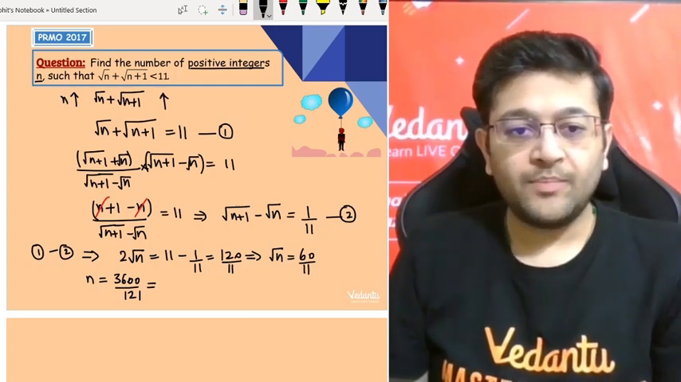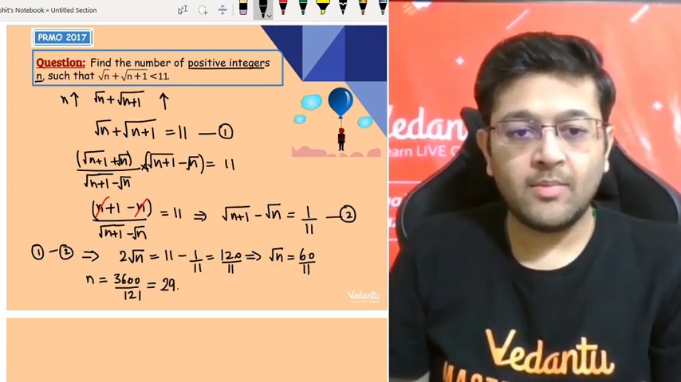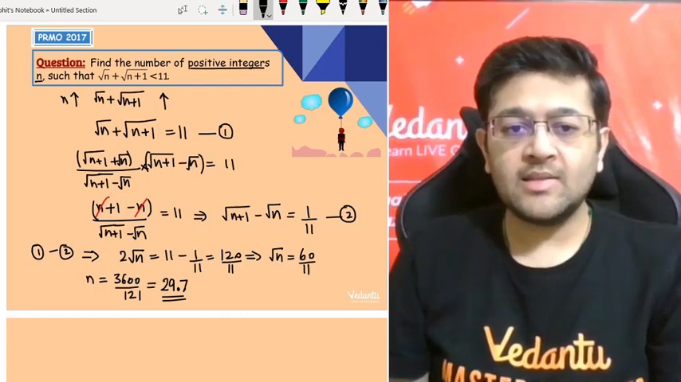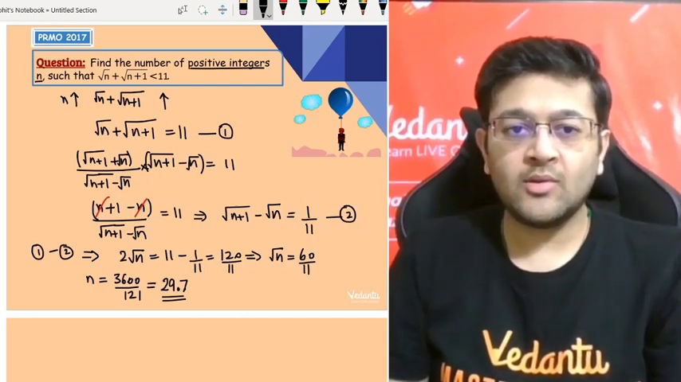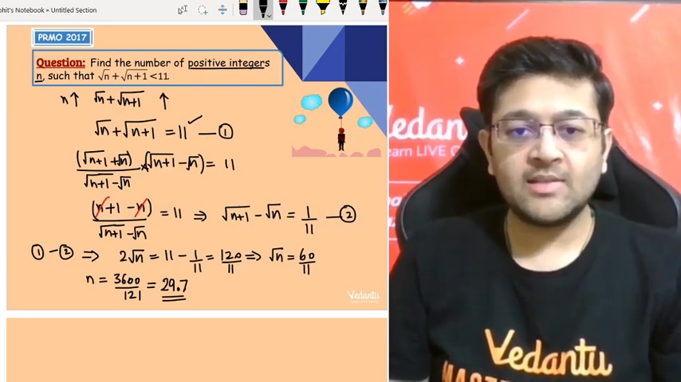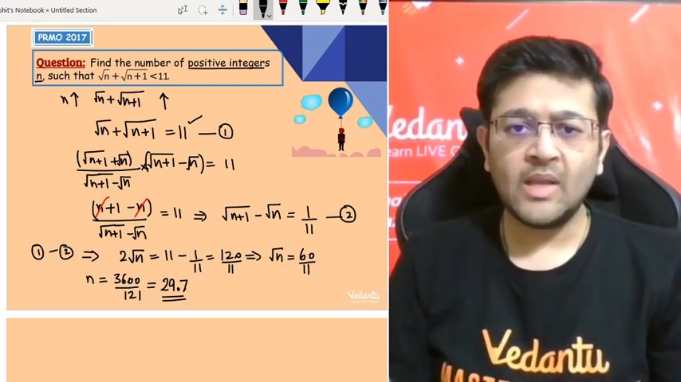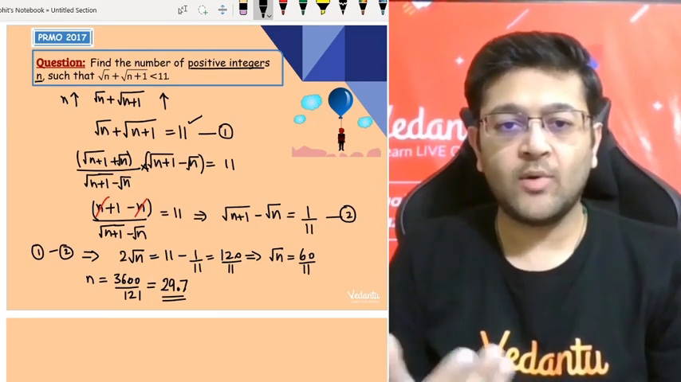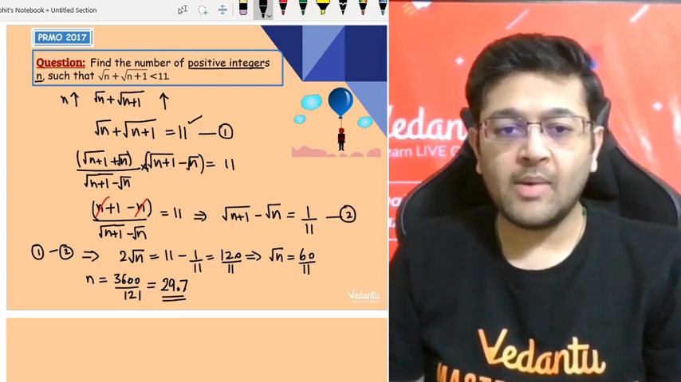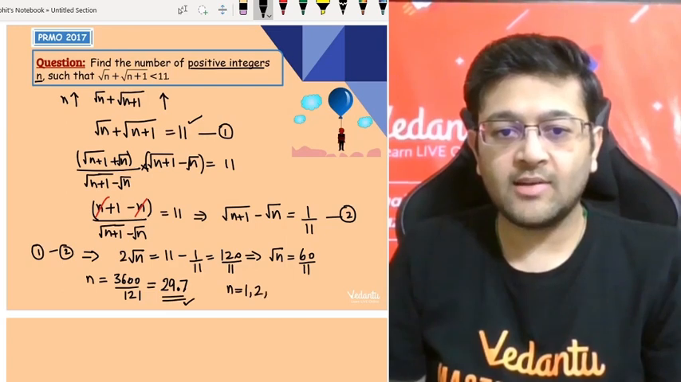Okay, so now let's divide this. You will get this value to be about 29.7 and so on. I'm not dividing it completely because this much is sufficient to solve. So n is equal to 29.7, so that root n plus 1 is equal to 11. So as we discussed, n जैसे जैसे बढ़ेगा, the value of the expression on the left hand side will keep on increasing. So I have to start from 1 and go up to, अब आप यहाँ से आइडिया लगा सकते हो, I have to start from 1, the value of n will start from 1, 2, 3 up to 29.